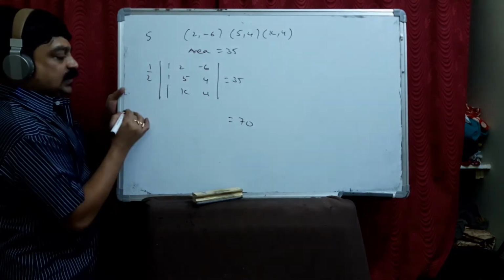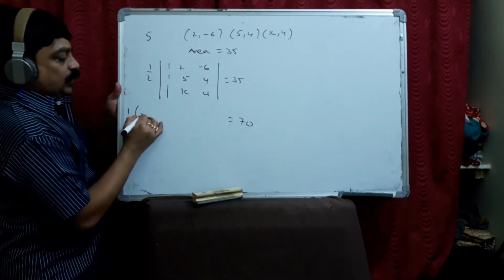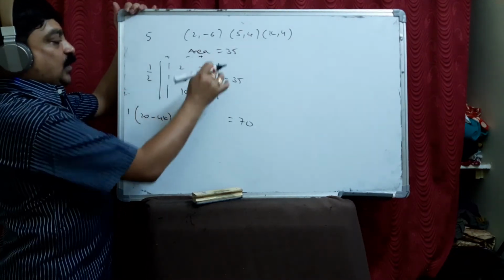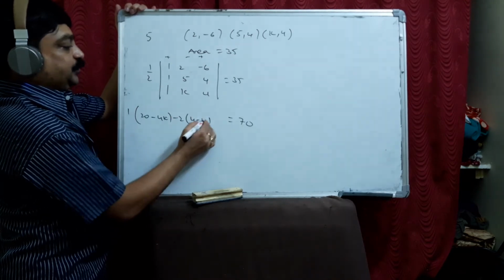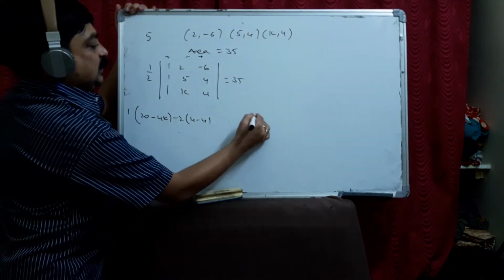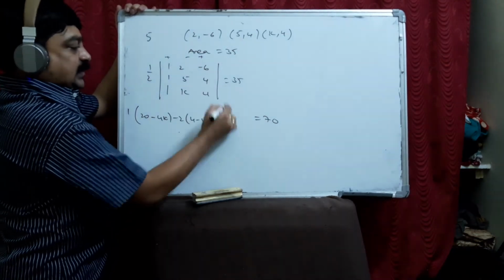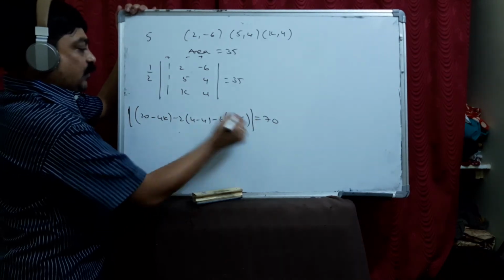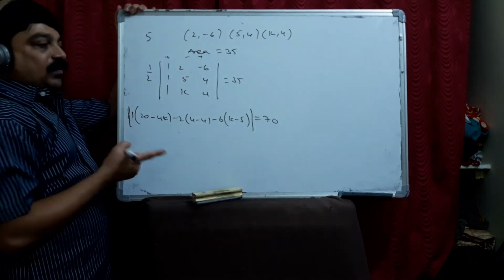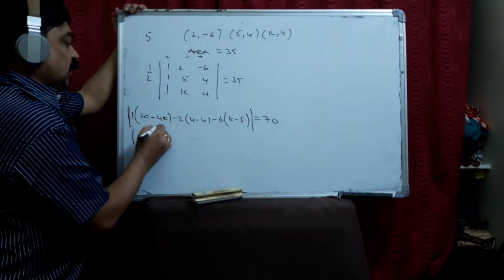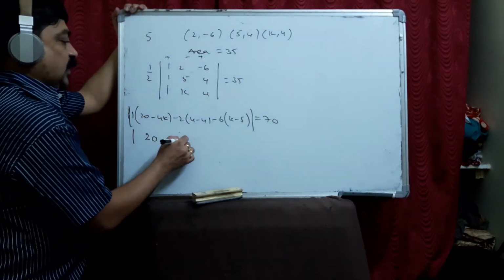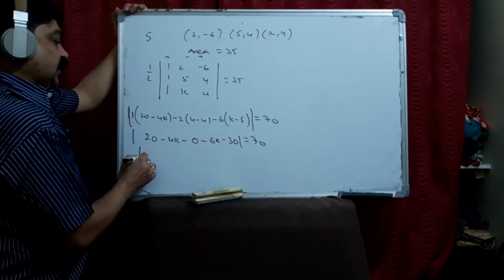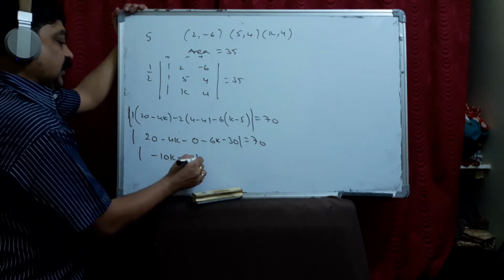Let us expand this. 1 into, close the column and row, 20 minus 4k, minus 2 into, plus minus plus, close the column and row, 4 minus 4, plus, that means minus 6 into, close the column and row, k minus 5 equals 0. But don't forget to give modulus because area will always be modulus. Then it becomes 20 minus 4k minus 0 minus 6k minus 30, 70. That means it becomes minus 10k minus 10 equal to 70.